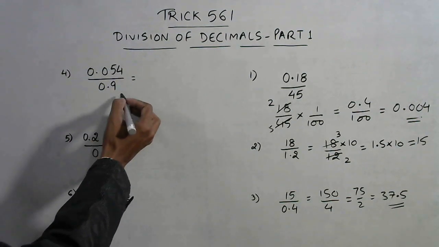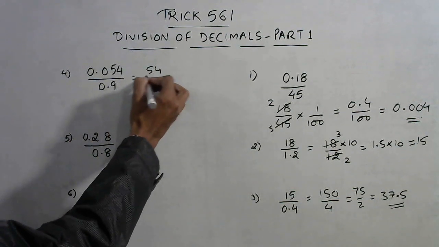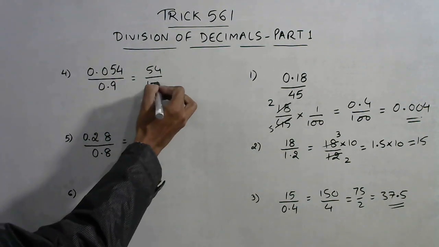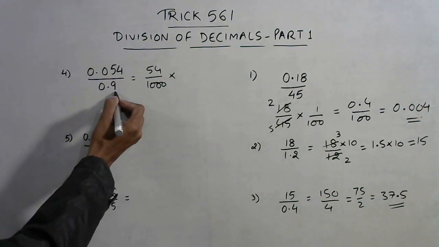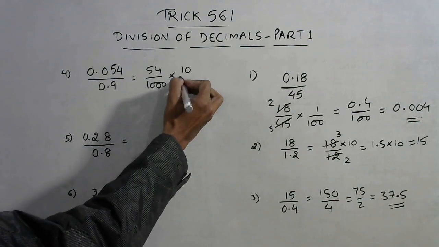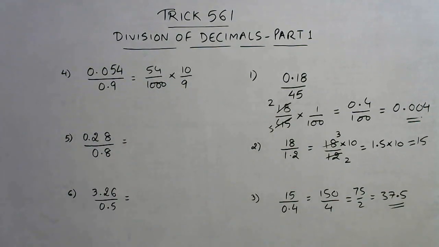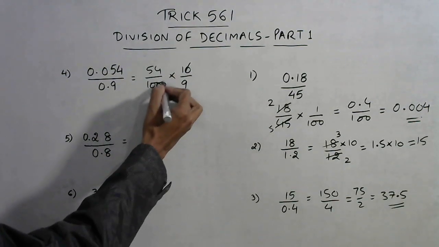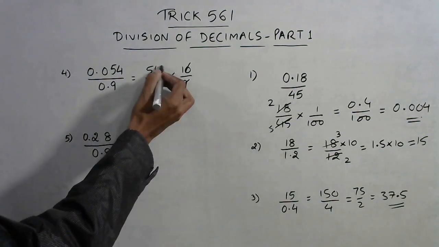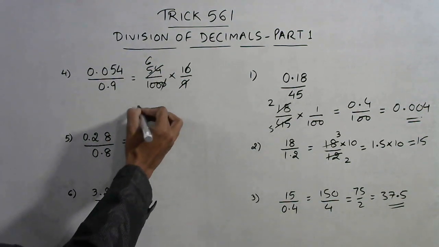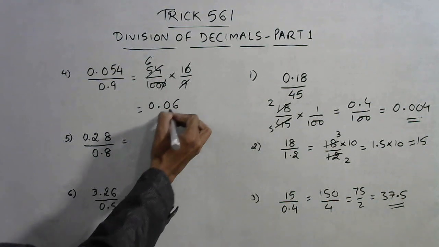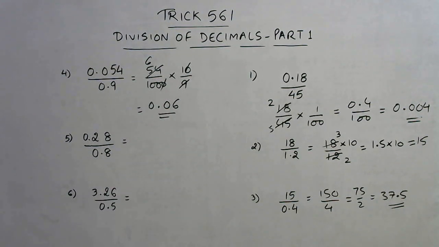See, here we have 54 upon, see, 3 digits means 1000, and since a 1 digit decimal is here, we will have 10 in the numerator and 9 comes in the denominator. And now things are very easy. The 10 gets cancelled. 9 6s are 54, so 6 upon 100 is 0.06, which is the answer.